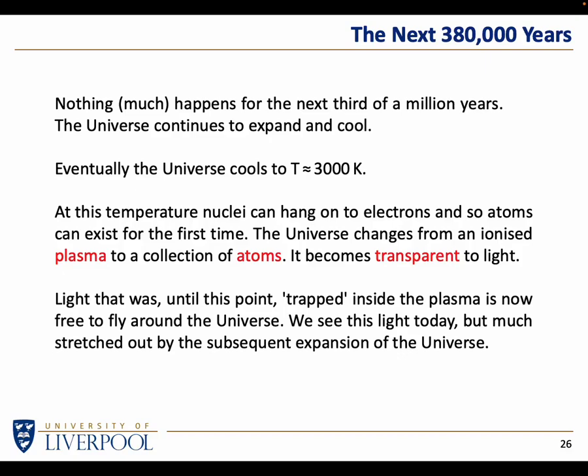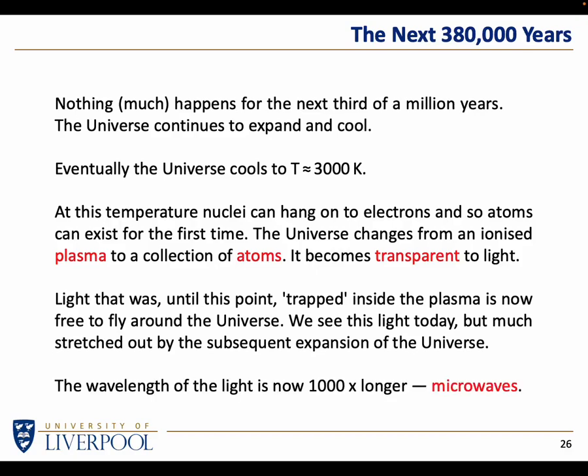The universe is now 1,000 times bigger than it was back here. So the wavelength of light released at the time, well, visible light, let's say it's about a micron in wavelength. But the universe is now 1,000 times bigger, so that wavelength is 1,000 times bigger. It's no longer a wavelength of about a micron, it's now a wavelength of about a millimeter. In other words, it's not visible light anymore, it's now microwaves. And that is the cosmic microwave background.